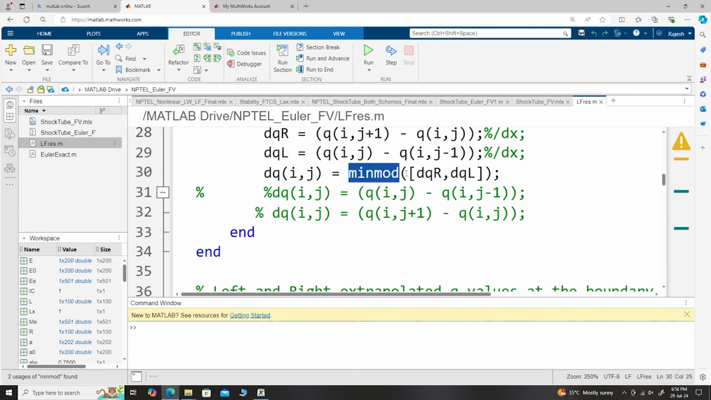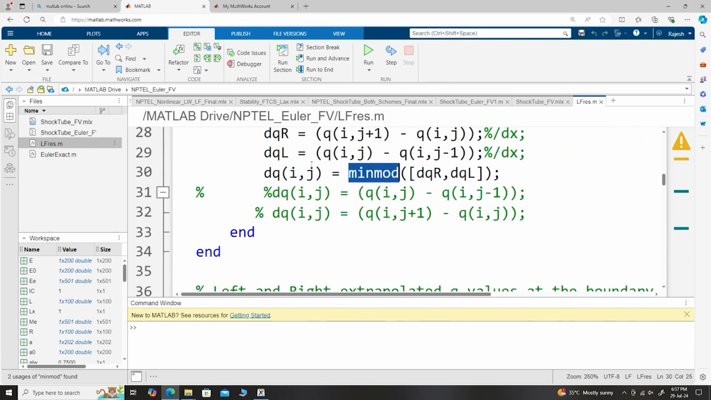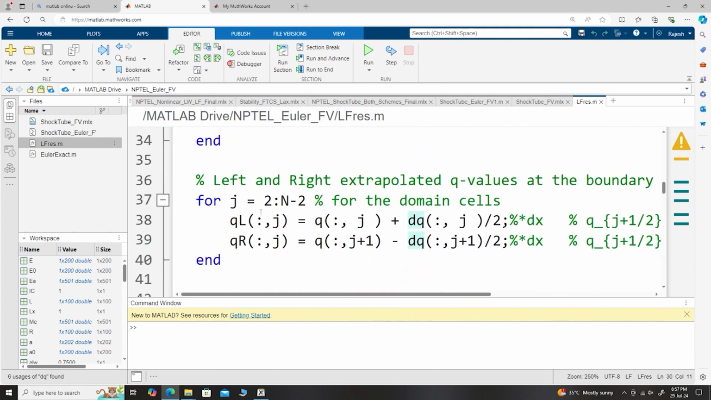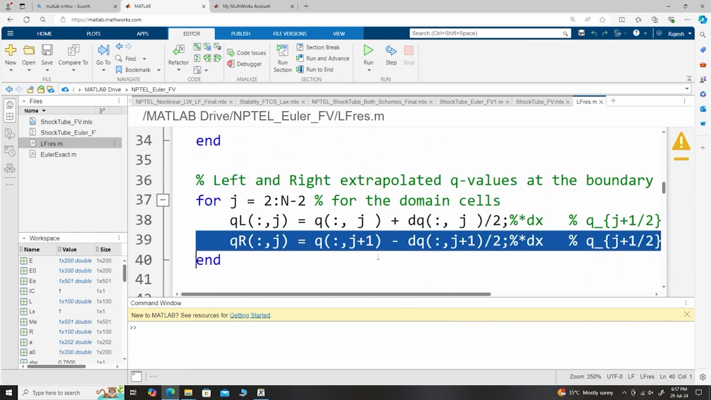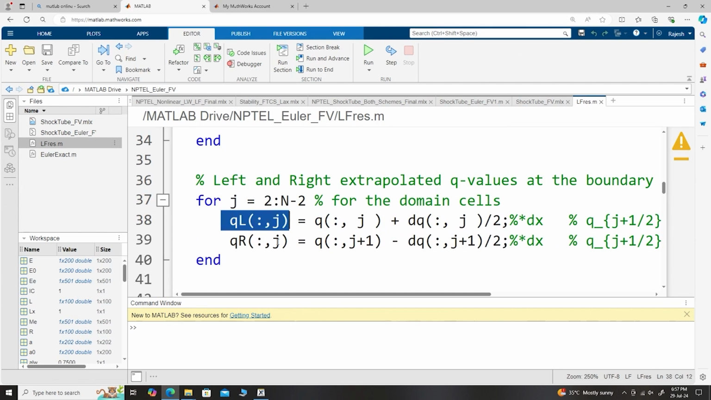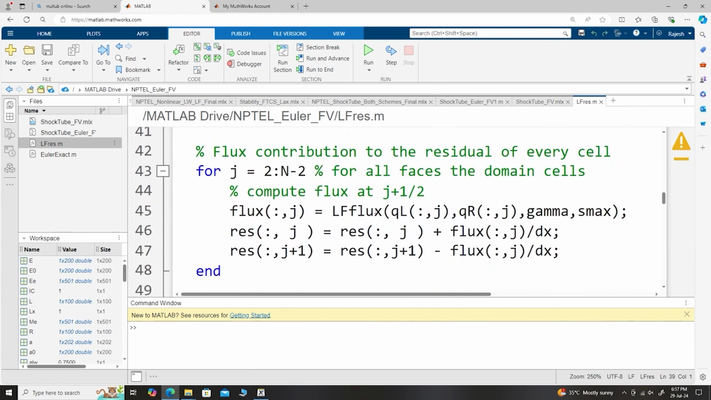We have constructed a value from the left, we have constructed a value from the right, and we got one unique value. So, we got the gradient here. You basically add it on the left and subtract it from the right, and you get this QL and QR value. Take the j plus 1 value and subtract the gradient from there, take the j value and add the gradient from there, and you get the flux.